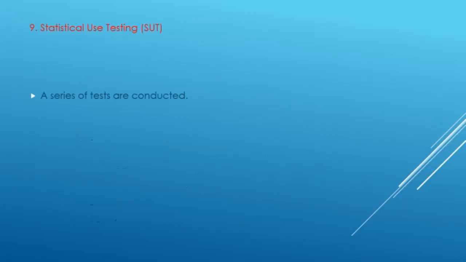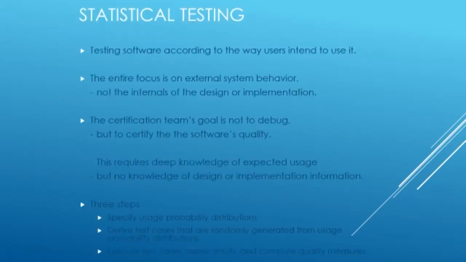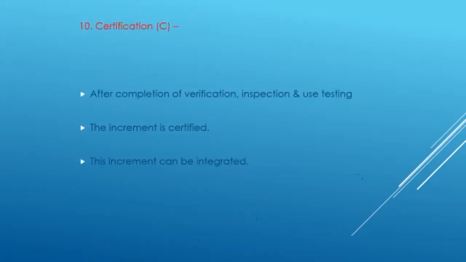A series of tests are conducted. Statistical testing: testing software according to the way users intend to use it. The entire focus is on external system behavior, not the internals of the design or implementation. The certification team's goal is not to debug, but to certify the software's quality. This requires deep knowledge of expected usage, but no knowledge of design or implementation information.